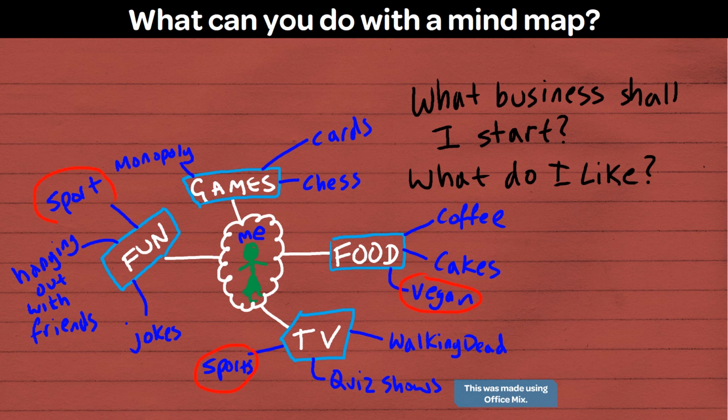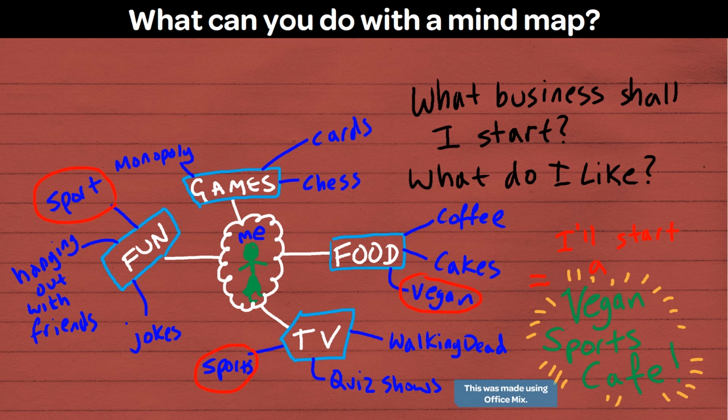How about vegan sports? Vegan sports. I'll start a vegan sports cafe. Okay, so that was my first use for a mind map. But what else can I use it for?